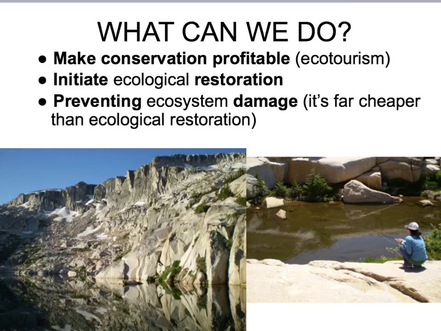To summarize what we can do, we need to make conservation profitable. Remember, poverty is one of the key underlying causes of a lot of our environmental problems. So if we pay people to take care of their trees, take care of their land, then they make money, they can survive, they will not be in poverty, and it helps to protect the biodiversity and the rainforest.